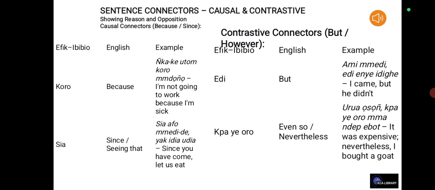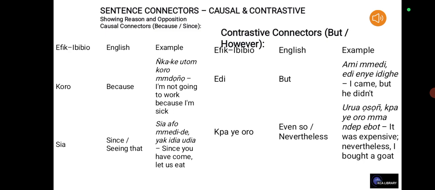Sentence connectors, causal and contrastive. Showing reason and opposition. Causal connectors, because/since. Contrastive connectors, but/however. This section gives you the first two types of connectors you need to sound natural. Causal connectors explain why something happened. The main word is koro, which means because or since. You use it to join a result to its reason in one sentence. For example, Omi enkogi yutum koro ensibian idem, meaning I did not go to work because I was sick. It keeps you from making two short sentences.